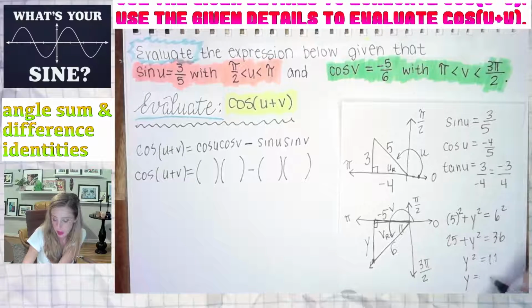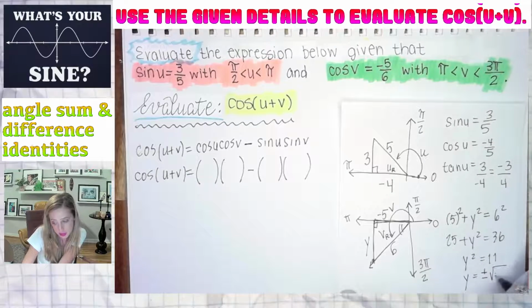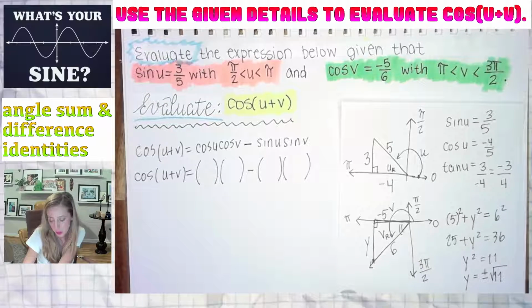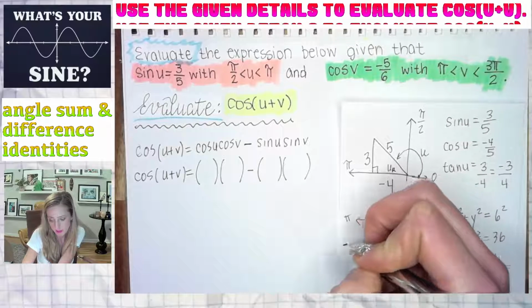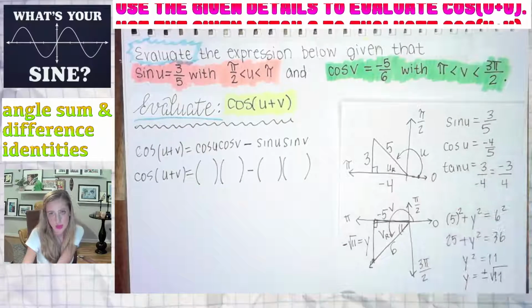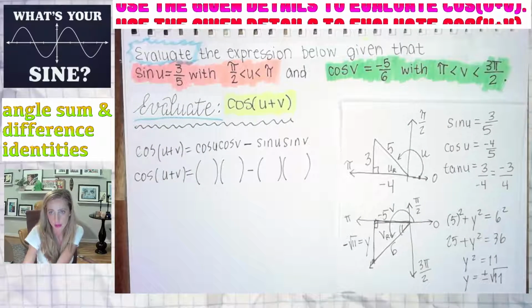Take the square root of both sides. This plus or minus, this is where it counts. It could be positive or negative square root 11. Since we're going down, down, down, it's negative square root of 11.